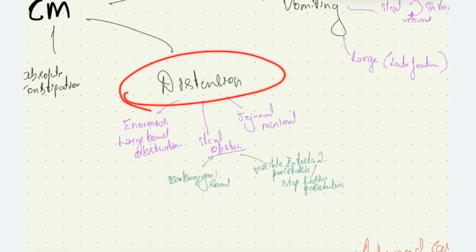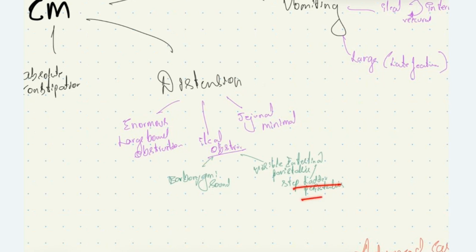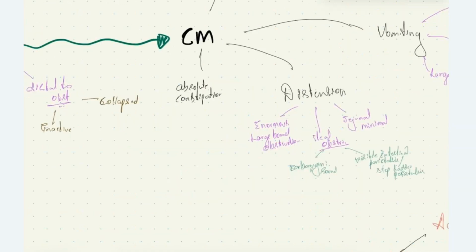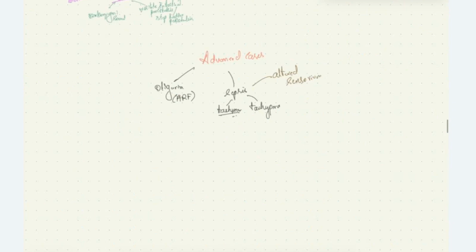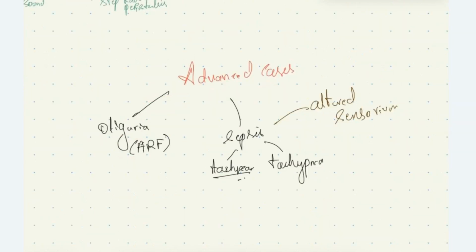Abdominal distension is minimal in jejunal obstruction. In ileal obstruction, abdominal distension is present with stepladder peristalsis and borborygmi. And there will be enormous abdominal distension in case of large bowel obstruction. We see absolute constipation in intestinal obstruction. Then in advanced cases, we see oliguria due to acute renal failure, and sepsis. We can have tachycardia, tachypnea, and arterial hypotension.